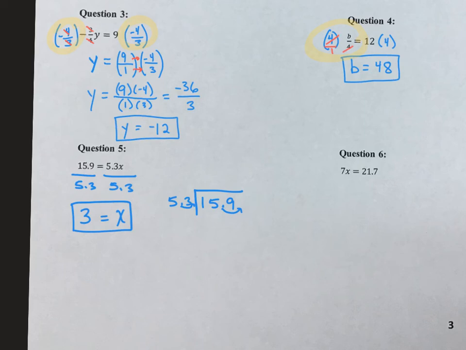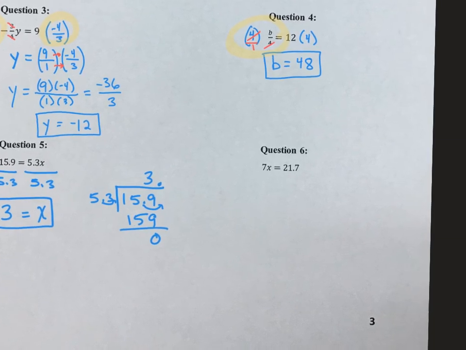53 goes into 159 3 times. That's 9, 15, there you go. But if we're dealing with whole numbers, you should be able to hopefully see that 15.9 divided by 5.3 is 3. If you need to pause that and rewind, go ahead and do so. Let's take a look at this next question, number 6.